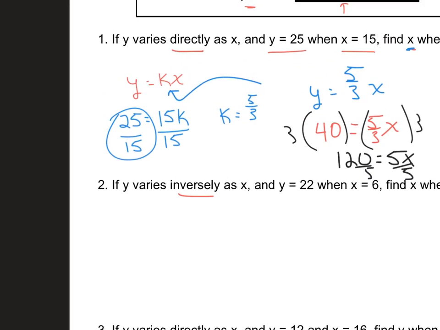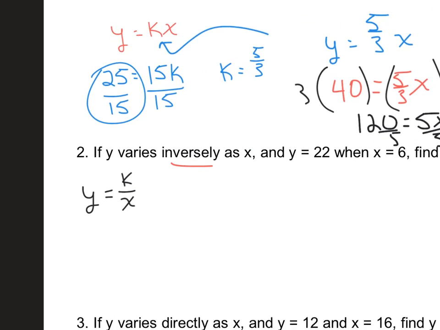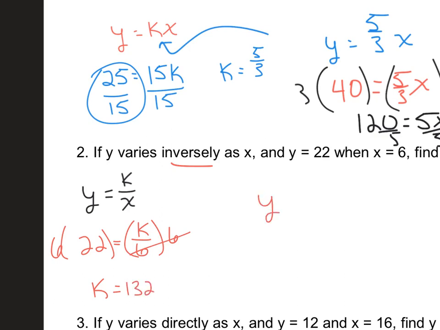This one was y varies inversely. So y equals k over x. That's the only difference. We're still going to work it exactly the same way. It says y is 22 when x is 6. Let's plug those in. Y is 22 when x is 6. Now we can multiply both sides by the denominator, clears it out pretty quick, and I got k is 132. And then same as last time, we fill it out. Y equals 132 over x. And now we can just solve.